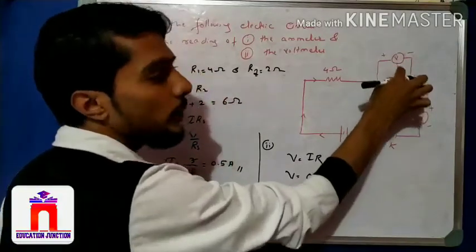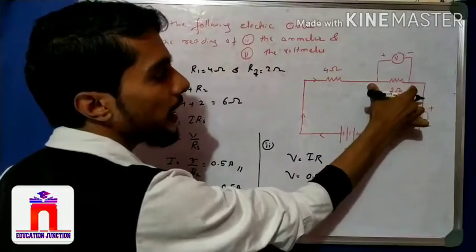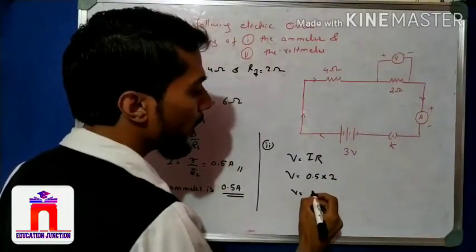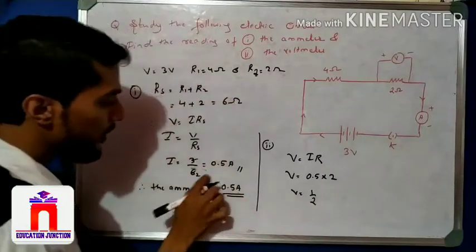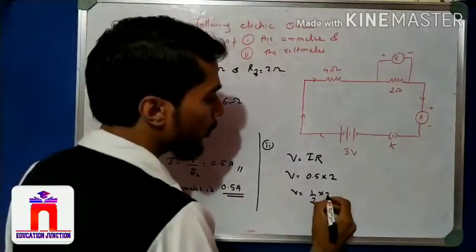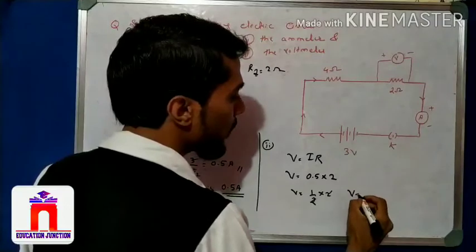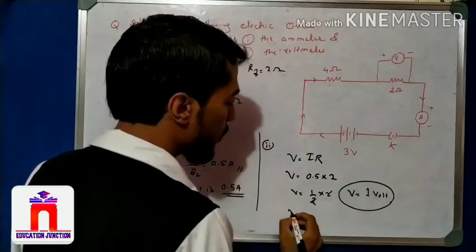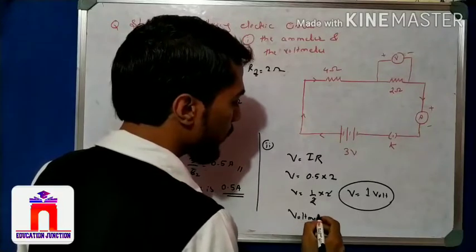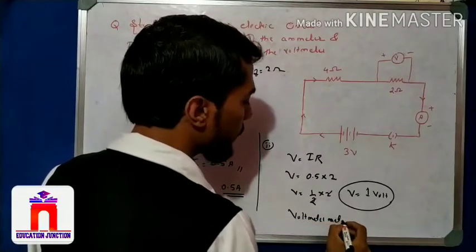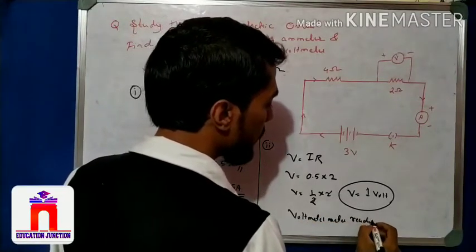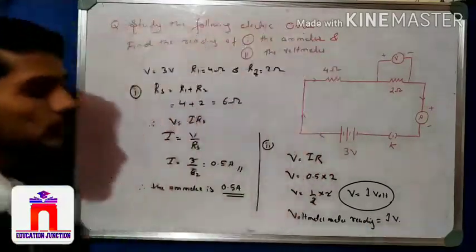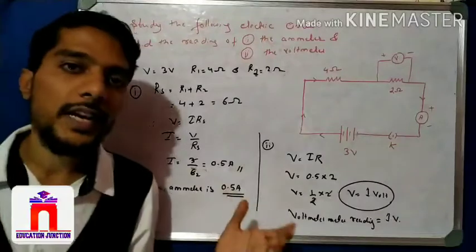Because to find this V we have to take this R, because this end is connected to the R. Now this is 2 ohm. 0.5 is nothing but 1 by 2. 1 by 2 into 2 cancels, so V is equal to 1 volt. So the voltmeter reading is equal to 1 volt. Okay, so this is the solution of this second problem.